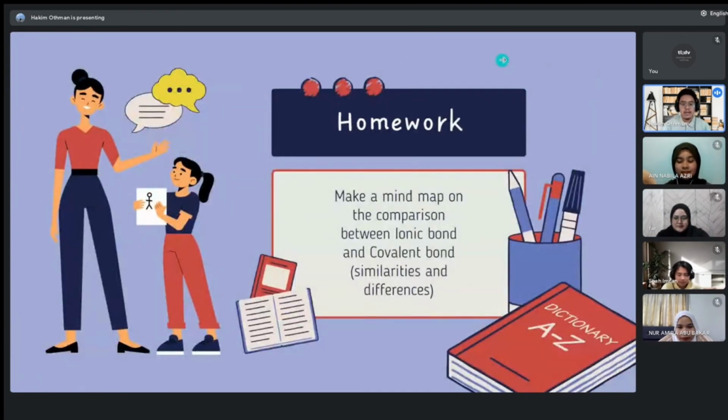So the last one is homework. For the homework today, I want you guys to make a mind map of the comparison between ionic bond and covalent bond, specifically on the similarities and differences. I want you guys to do it on a sheet of paper, take a picture of it, and submit it to Google Classroom by next week, as usual. So I think that's all.